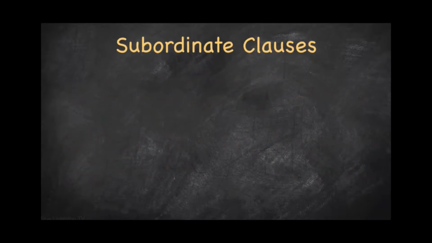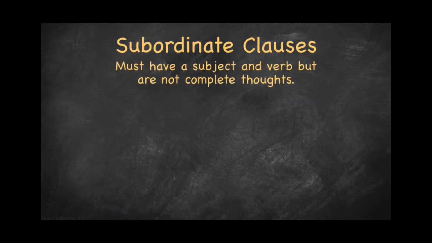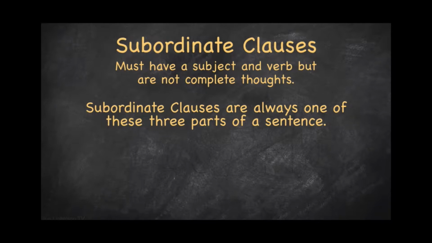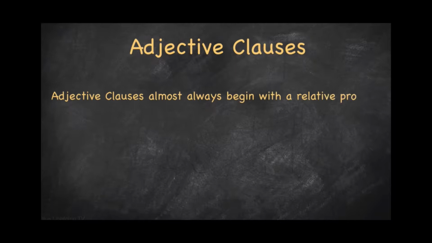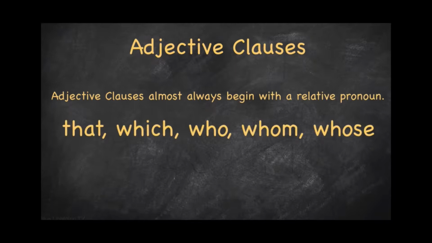Subordinate clauses must have a subject and a verb, but are not complete thoughts. Subordinate clauses are always one of these three parts of a sentence: adjective, adverb, or noun. Adjective clauses always begin with a relative pronoun: that, which, who, whom, whose. As adjectives, they always modify a noun.